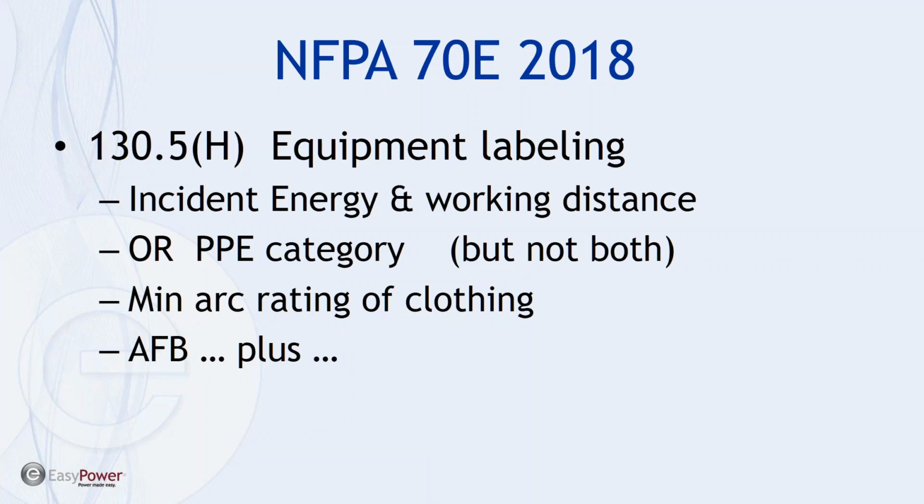It also indicates you need to have a minimum arc rating of clothing. Now, all three of these, the incident energy and working distance, specify what the PPE category or rating should be. So that one piece of information covers a fair amount of the requirements. But then arc flash boundary, maybe date of study, the upstream fed device. There is a lot of other information that could be useful and may or may not be part of this particular article.